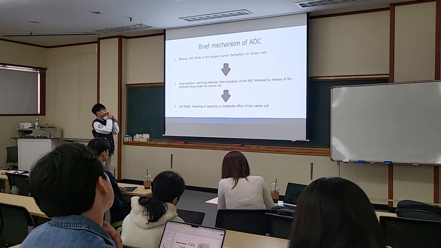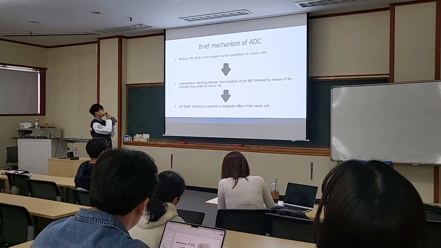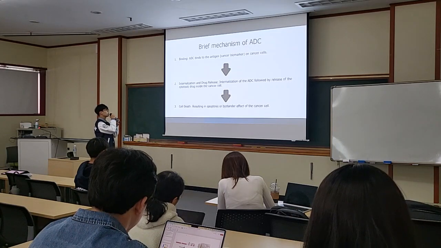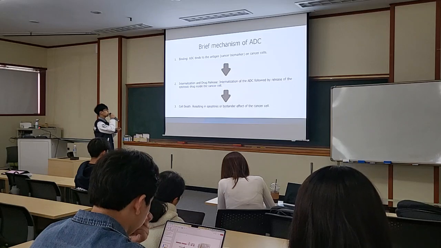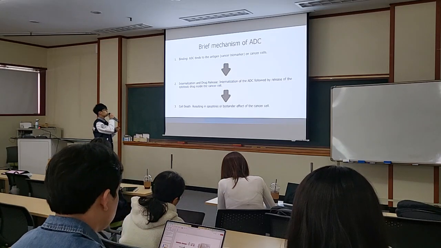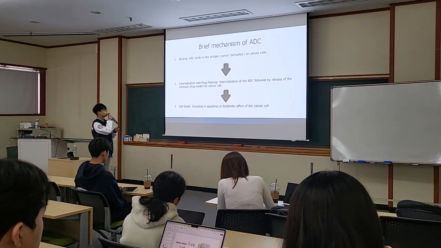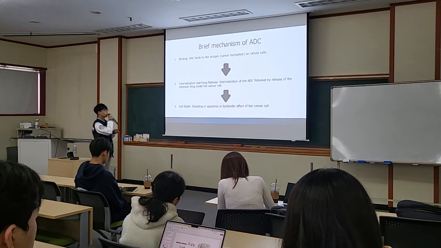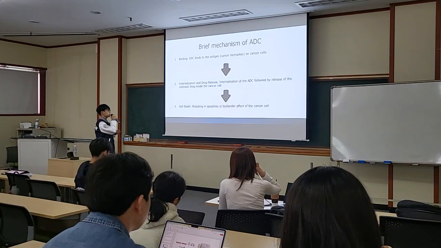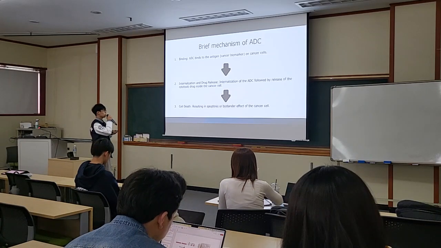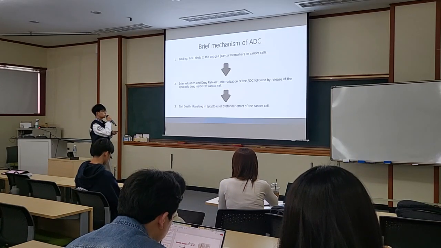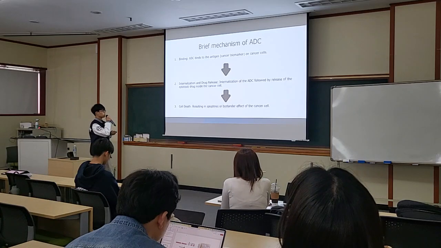Here is the brief mechanism of ADC. First is binding. ADC binds to the antigen. And the second step is internalization and drug release. Internalization of ADC is followed by release of the cytotoxic drug inside the cancer cells. It can make the cell die, resulting in apoptosis or a bystander effect on the cancer cells.